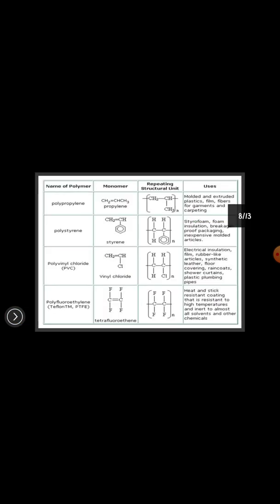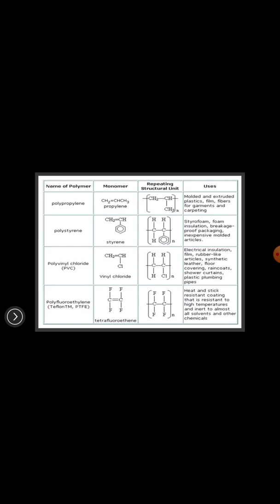For better understanding of the uses of different polymers. Dear students, after having a thorough understanding of the polymers and the polymerization process, now we are moving towards some uses of different polymers. Here this is slide which shows the different name of polymers, their monomers, as repeating structural units and some important uses.